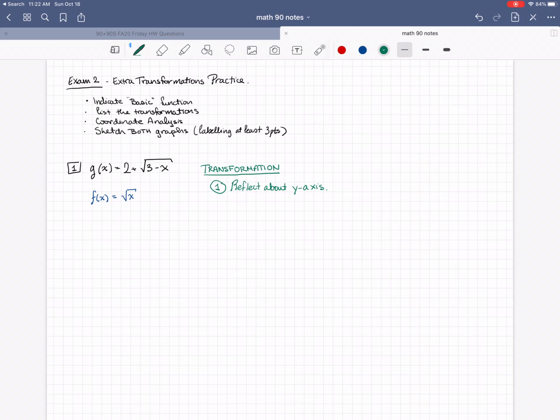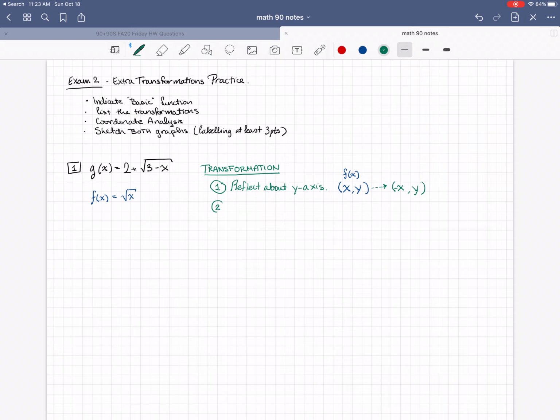I want to start thinking about this already. What does the reflection about the y-axis do? Well, it takes the point and it flips it over the y-axis, which means that its y-coordinate stays the same, but its x-coordinate is reversed. So we could even say that if we're starting off with some point x, y on the original function f of x, at the end of this first transformation, it'll be at negative x, y.